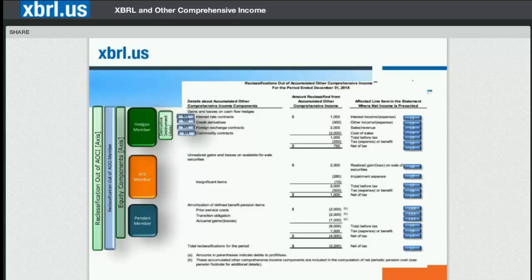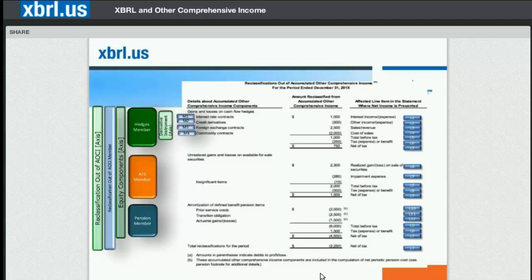The resultant XBRL tags tie each fact element to 2 or 3 domain members. Each such tag indicates that the amount is a reclass adjustment from a specified component of AOCI that is reported in the specified caption of the income statement, and if applicable, pertains to a specified type of derivative instrument in a cash flow hedge. Such tags achieve the reporting objectives of accuracy and representational faithfulness, which is what GAAP reporting is supposed to be all about.